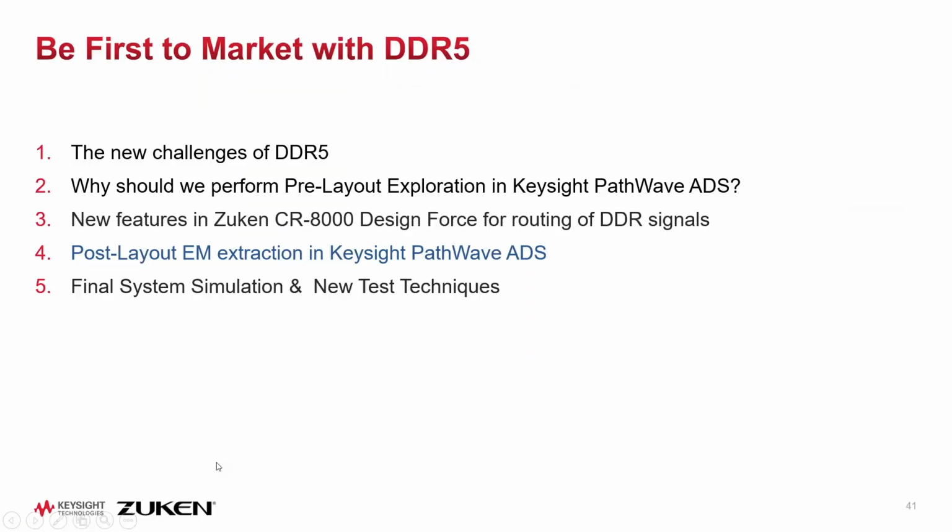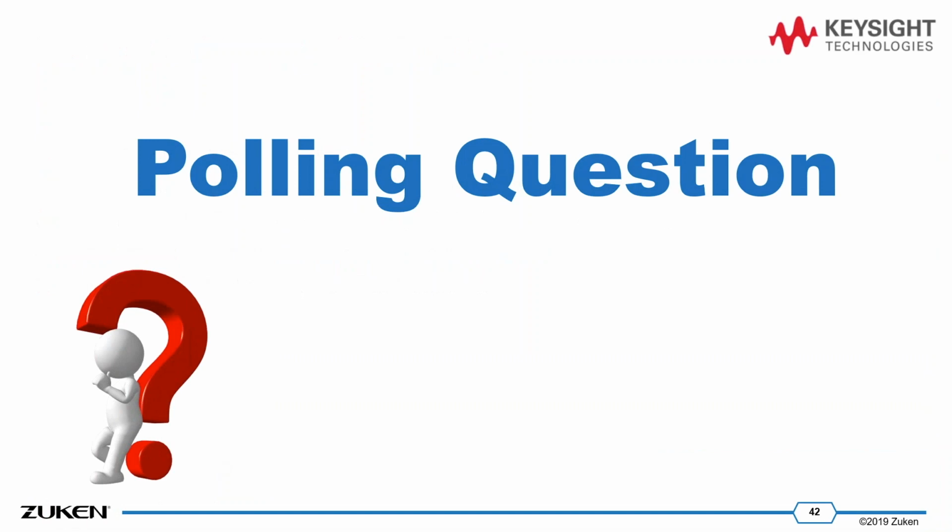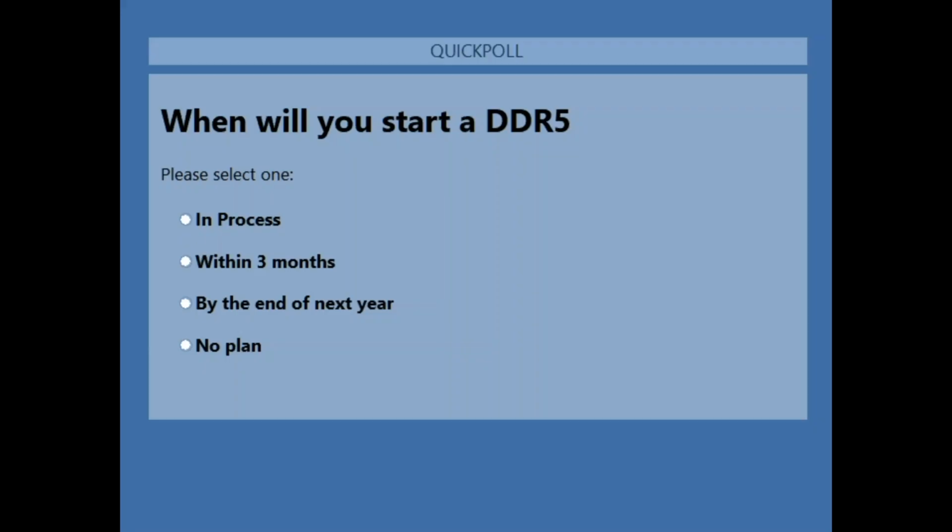Before that, there are polling questions for you. Thanks, Tanir. And yes, this is our third and final polling question. The question is, when will you start a DDR5 project? Do you have one in process today, within the next 3 months, by the end of next year, or you have no plan? And again, we really appreciate your participation. We'll be sharing those results with our audience. And the voting is coming in. Thanks again. We're climbing up over 60 to 70% right now. And I am going to let this run a few more seconds since people are still voting and we still have numbers coming in.